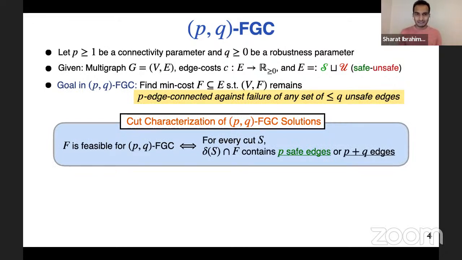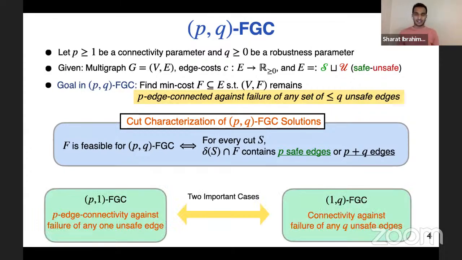Again, a natural cut characterization of (p, q)-FGC solutions is that for every cut S, F should either contain p safe edges on that cut, or it should contain at least p plus q edges. They can be a combination of safe and unsafe edges.